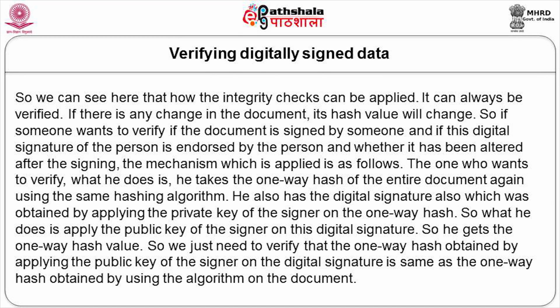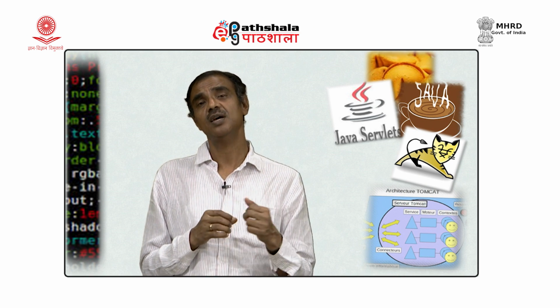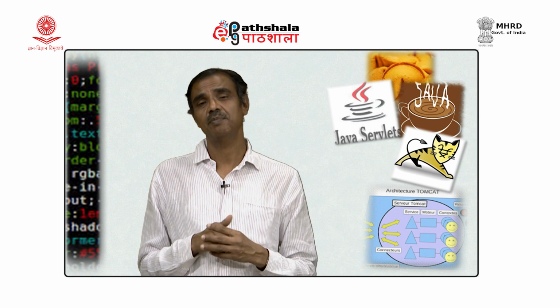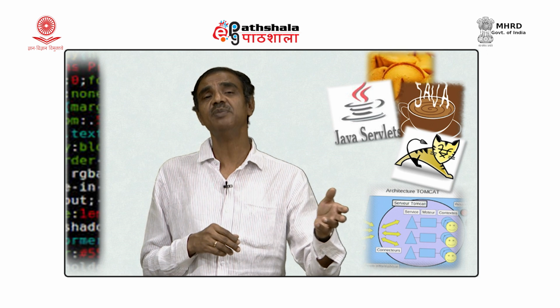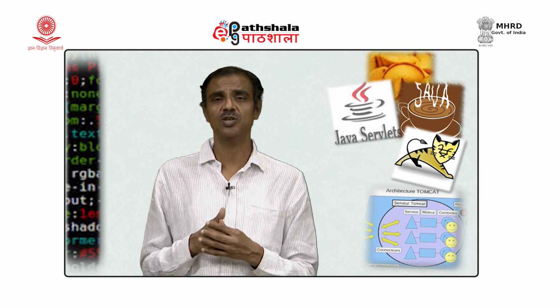If there is any change which is done in the document, its one-way hash would change. Now, when this document is seen by anyone, and if he wants to verify whether it is actually digitally signed, whether that digital signature is of that particular person, whether it is endorsed by that person, and whether it has been altered after that person had signed, that integrity check should be carried out.